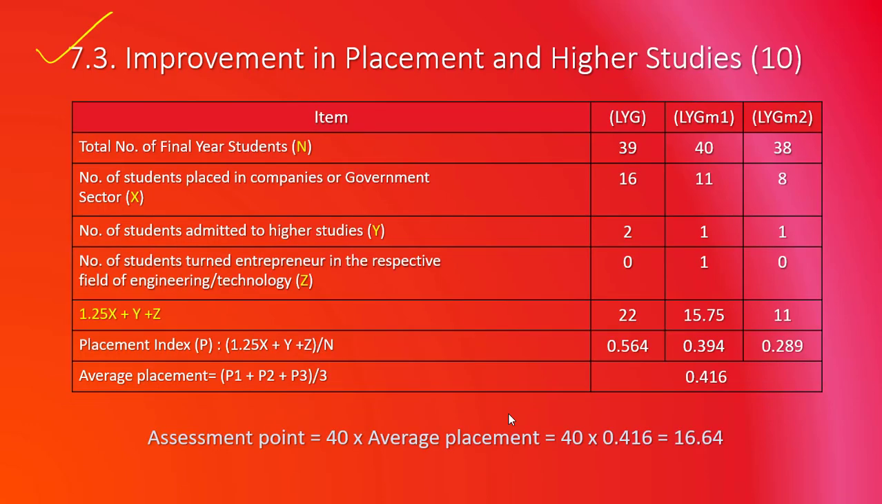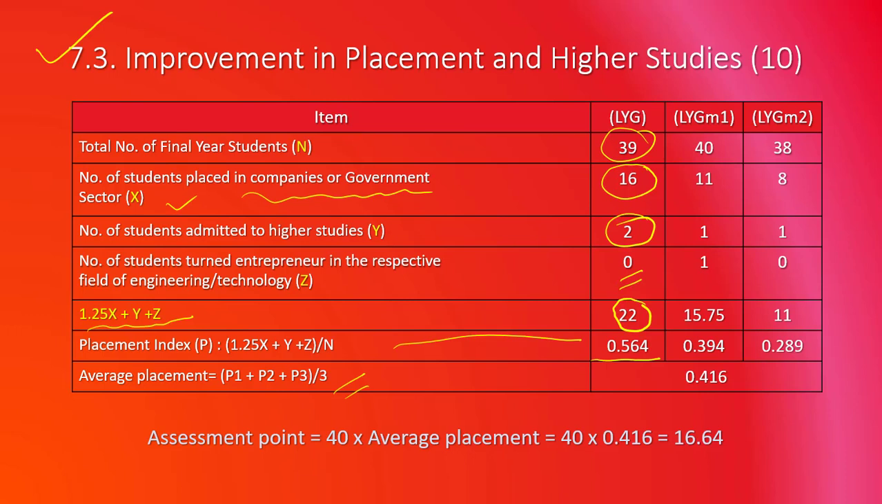Criterion 7.3, this is an example. Out of these 39 students, 16 were absorbed in the companies as well as in the government sector. 2 went for higher studies, and there is no entrepreneur. So according to this formula, 1.25x, where x is the number of employed students, the number comes out to be 22, and the placement index is this one. So for 3 years, the average placement index is this one.